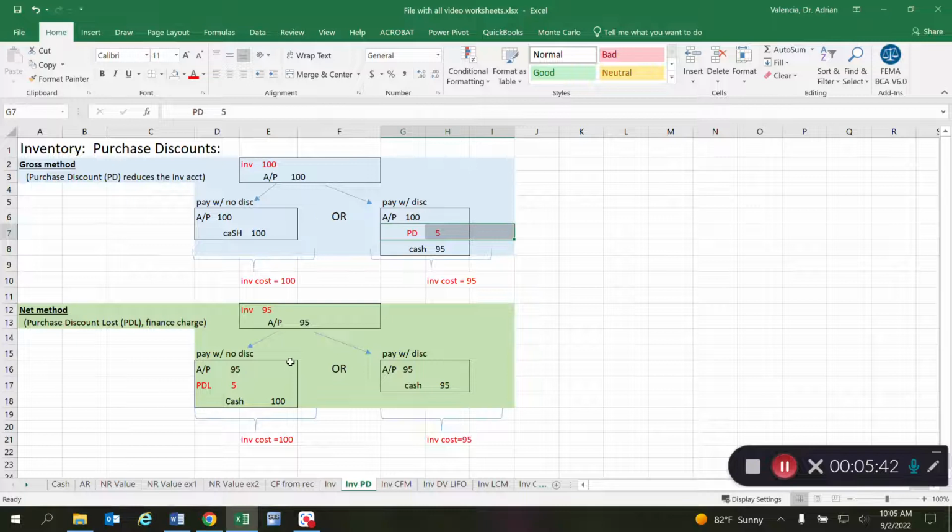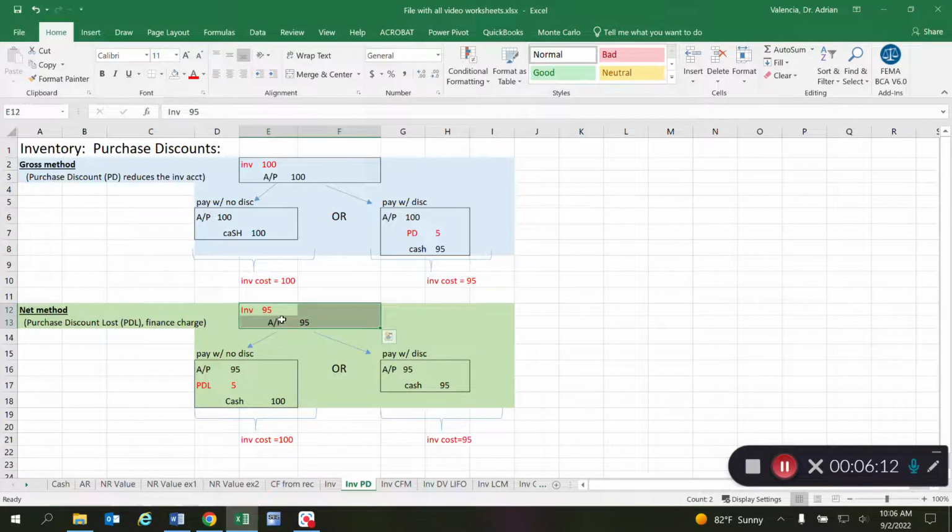But for a company that just wants to use the net method, it's the same. They could look at it from the other side. So if you use the net method, you'll use this account called purchase discounts lost if you do not take advantage of the discounts. So if that's the case, you would classify this as an expense, as a finance charge. So notice what happens here. We buy the inventory at 90 and we record it at 95, even though the invoice is for 100.